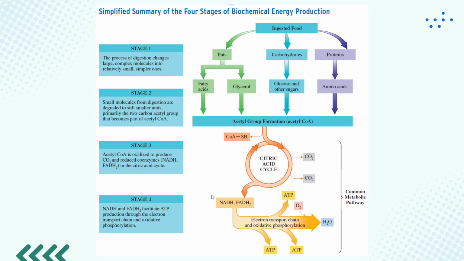So your catabolism, kids, is actually divided into 4 different stages. Stage 1 is referring to your digestion process. Stage 2, we call it your acetyl group formation. Stage 3 is your citric acid cycle. And stage 4 would be your electron transport chain and your oxidative phosphorylation.